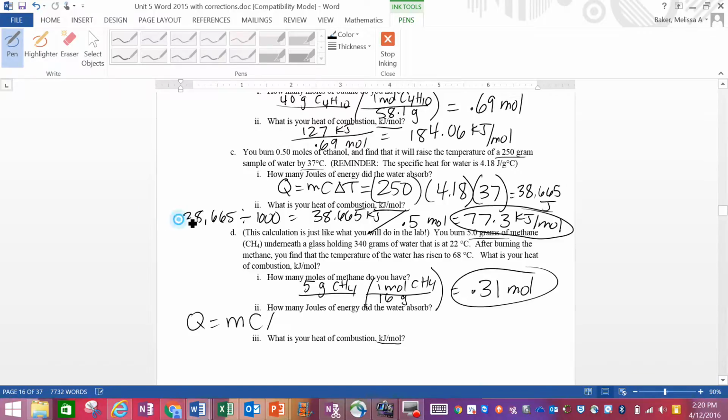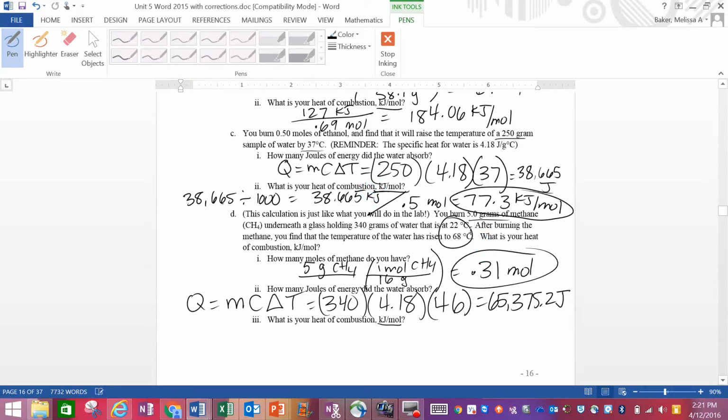So we need Q equals MCΔT. The mass of the water is 340 grams times the specific heat for water times how much the temperature changed. It went up from 22 to 68. So I need to do 68 minus 22. That is 46 degrees Celsius. Multiply that together, comes out to be 65,375.2 joules.